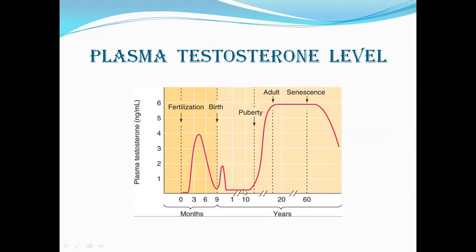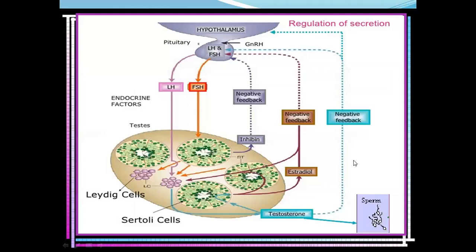Then testosterone is kept very low due to the high sensitivity of the hypothalamus-pituitary axis, and subsequently at puberty there is a very high rise in secretion by the Leydig cells under the influence of the LH hormone. It remains until almost the 7th decade, maintaining the adult level of about 5.5 to 6 nanograms per ml, until there is a decline of the plasma testosterone level.